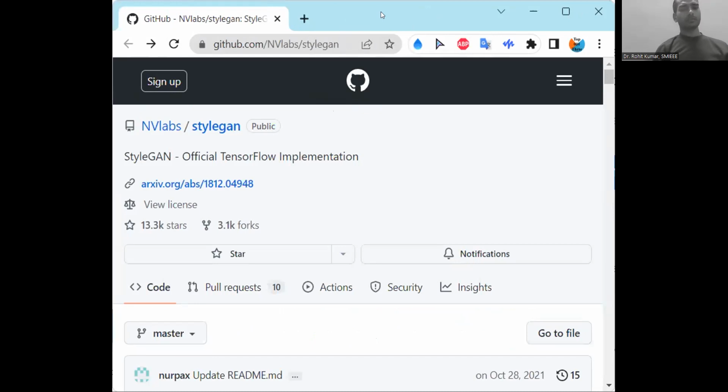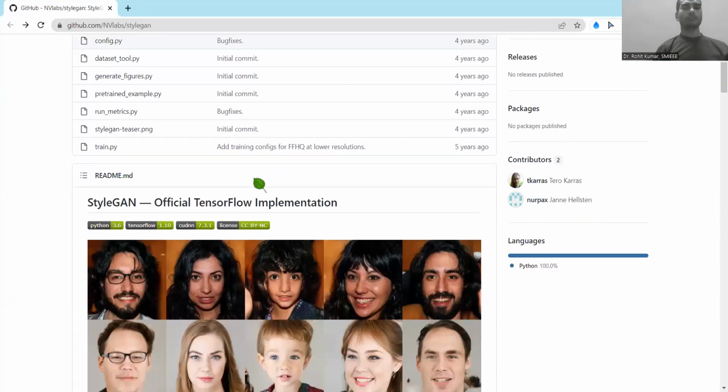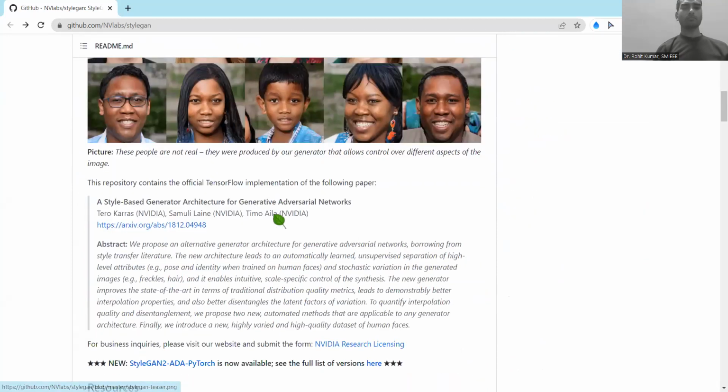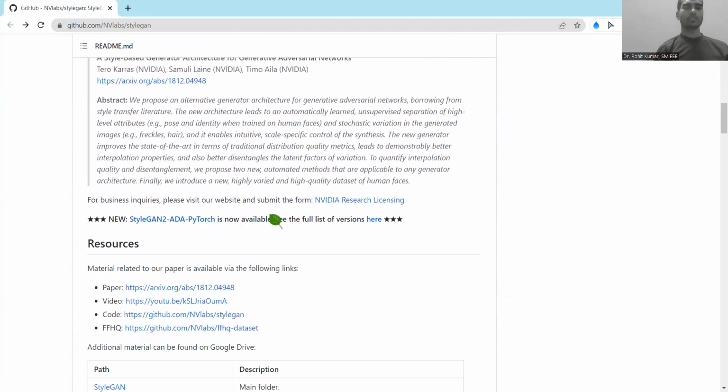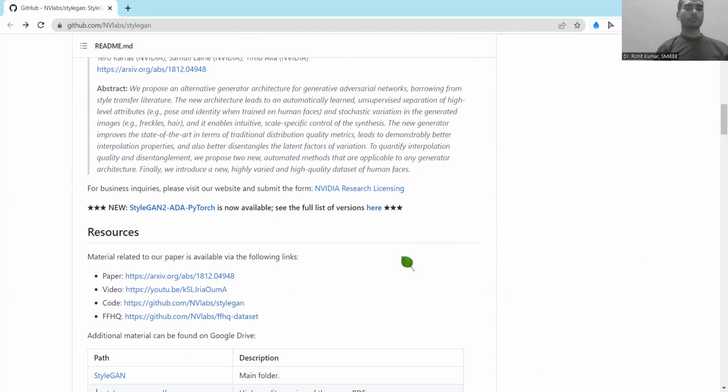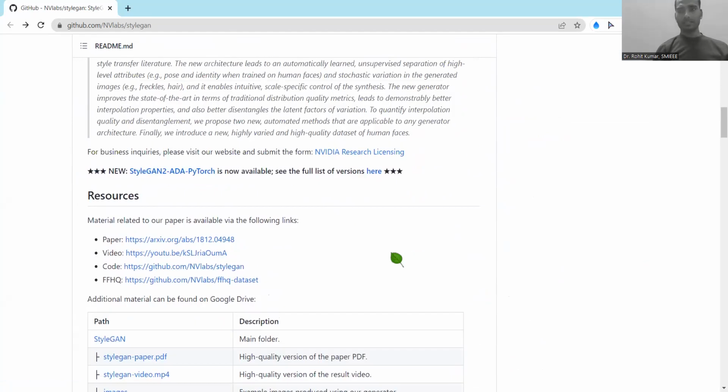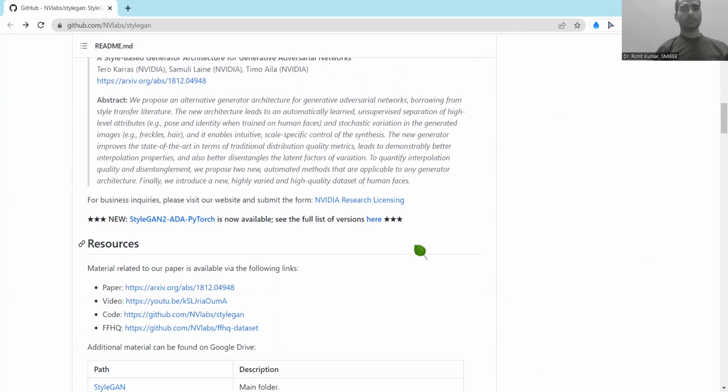So let's start. We are going to directly jump onto this particular GitHub repository. It is StyleGAN, and StyleGAN specifically talks about a generative adversarial network, with a TensorFlow implementation. Why this? Because this implementation offers you all the basic required things: they have the paper, the video, the code, and then they have the FFHQ dataset. So all the related things are here. It becomes easy for a user who is not going to find all the related things in a repository. Now coming to this, they have provided the NVIDIA research licensing here.